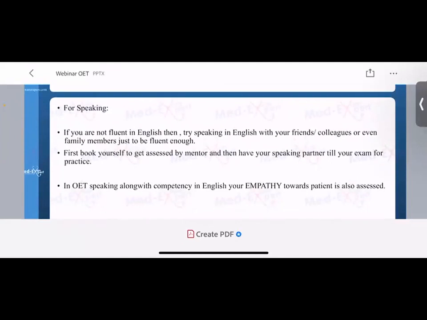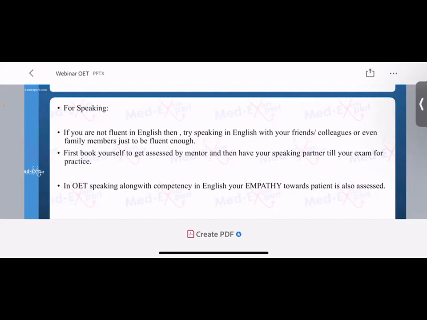So next is for speaking. If you are not fluent in English, then try speaking in English with your friends, colleagues, or even family members, just to be fluent enough. If you have booked your exam about 1.5 months before the real exam, and you think that you are not fluent in English, then you should try to speak in English in your everyday routine with your friends and colleagues at the workplace, or even your family members.